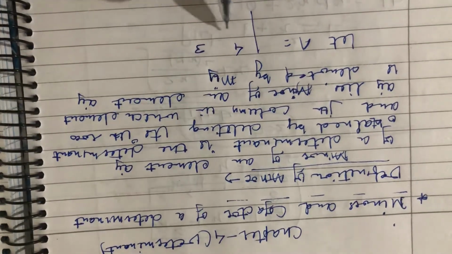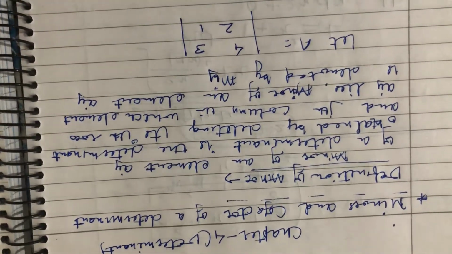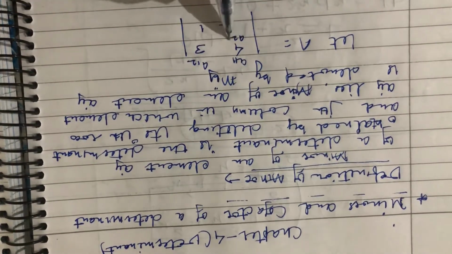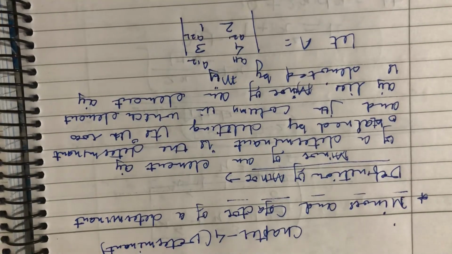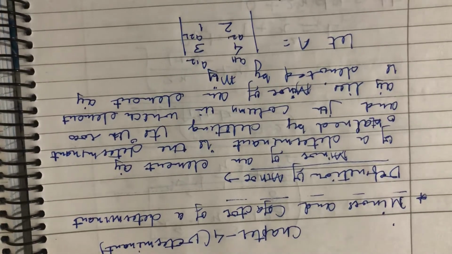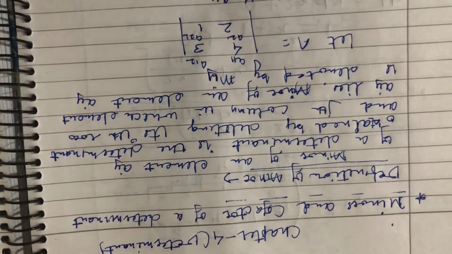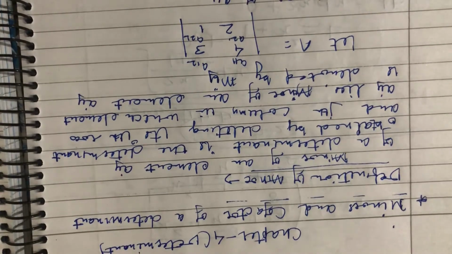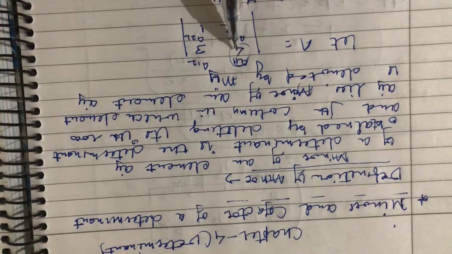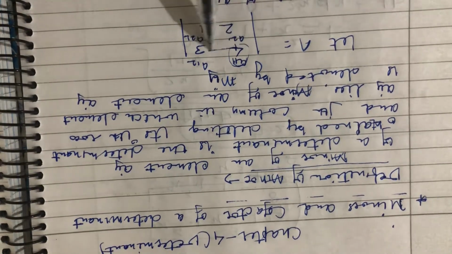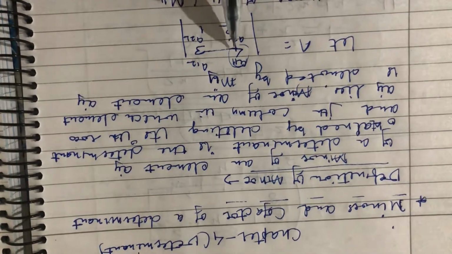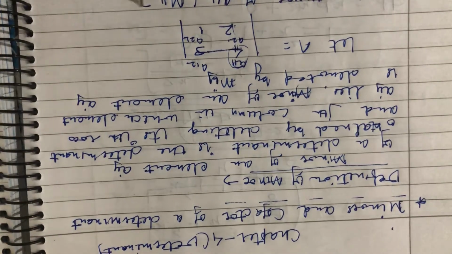We have 4, 3, 2 and 1. Here the elements are A11, A12, A21 and A22. Here the minor of A11: A11 is the element 4, so delete the corresponding row and column of this 4. Then we call it M11. Delete this row and this column, it is 1.